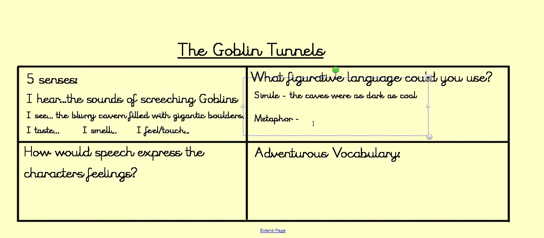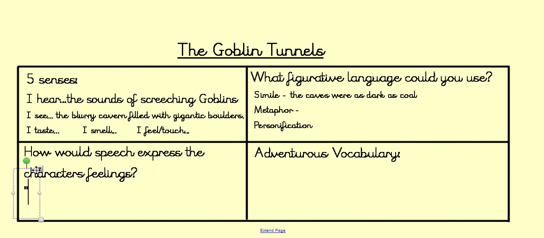And then also, could you write a piece of personification? What personification could we write? So we need to think about all those things. And if you're really, really thinking, you could think of some onomatopoeia. But maybe you're going to put that in your adventurous vocabulary section instead. Because, again, although we're going to be using lots of figurative language, we also want to be using lots of adventurous vocabulary to describe.